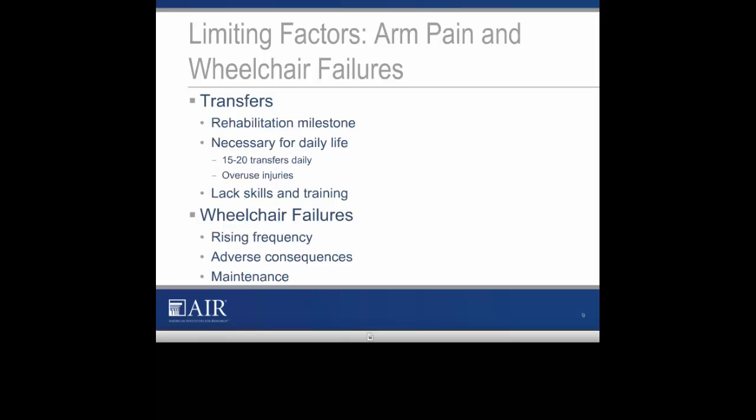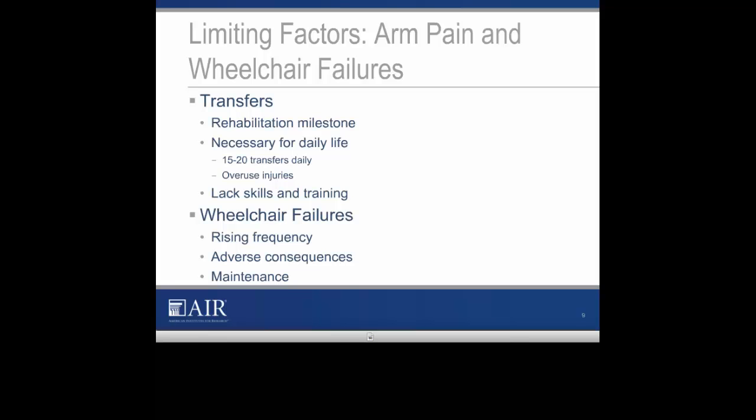Despite the fact that regular maintenance has been shown to decrease adverse consequences, it appears that without interventions, users don't perform maintenance regularly. Maintenance is also not a common topic in curriculums among clinicians related to wheelchairs. So we find that there's a general need to increase the number of users, clinicians, family members, and caregivers that are receiving training in maintenance to prevent some of these adverse consequences.